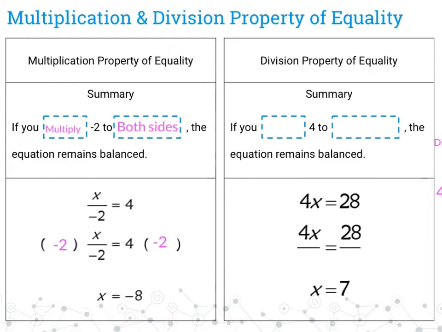On the division property of equality, if you divide both sides by 4 in this case, the equation remains balanced. So if I divide both sides by 4, 4 divided by 4 is 1, and 1x. 28 divided by 4 is 7. So again, if you're doing something to both sides of the equation, then the equation remains balanced. And that's what we're really talking about with the properties of equality. We want things to be equal. That is why they are called the properties of equality.